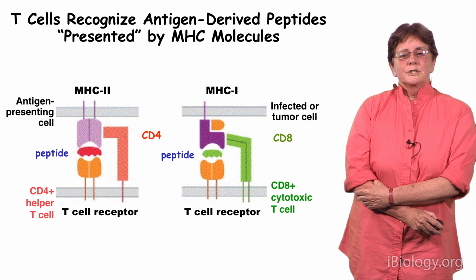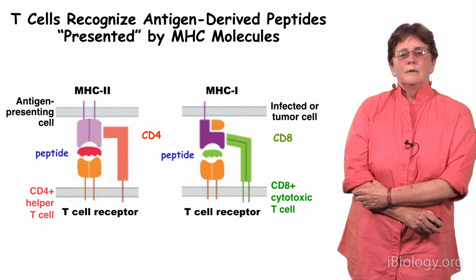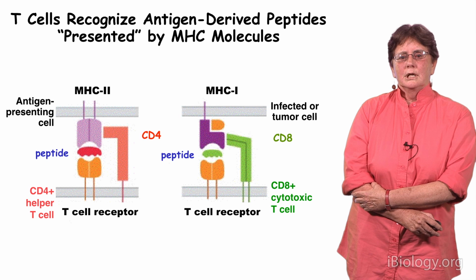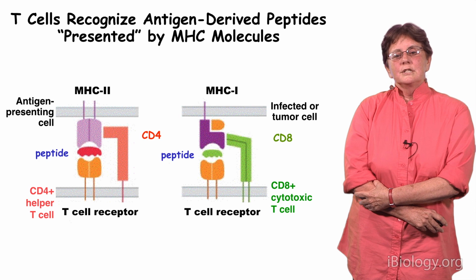Now, some T cell receptors can see a peptide in the context of an MHC class 2 molecule. And it does this with the help of the CD4 co-receptor. And these T cells turn out to be CD4 positive helper T cells. Other T cells have receptors that are capable of recognizing MHC class 1 molecules and peptides within them. And they're helped along with the co-receptor CD8. And these cells turn into CD8 positive cytotoxic T cells.